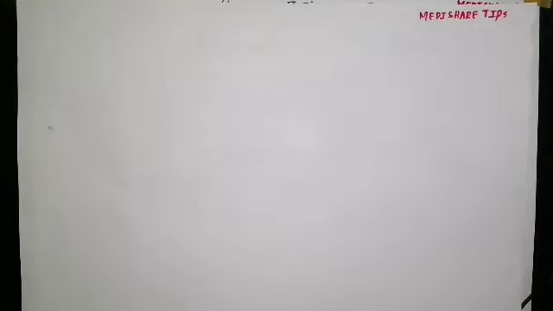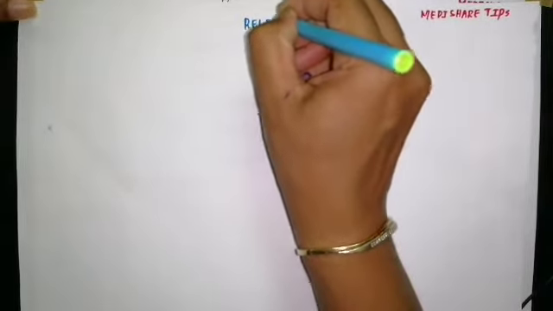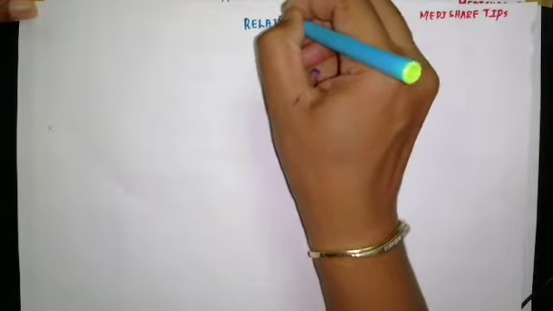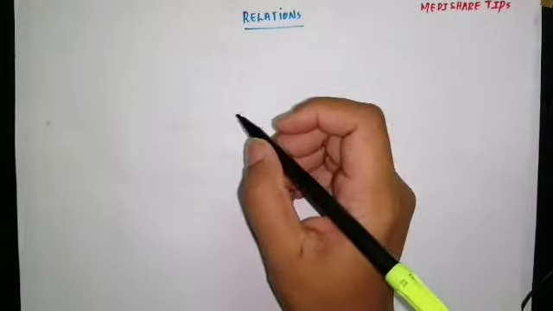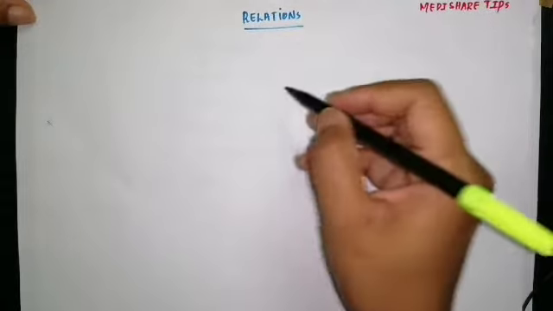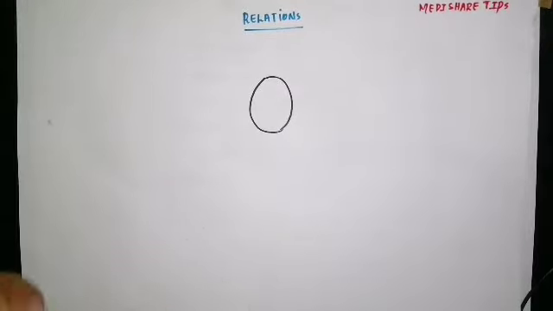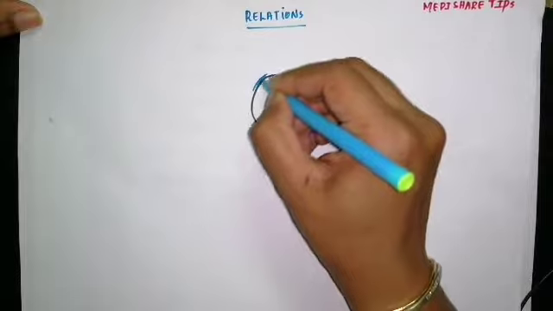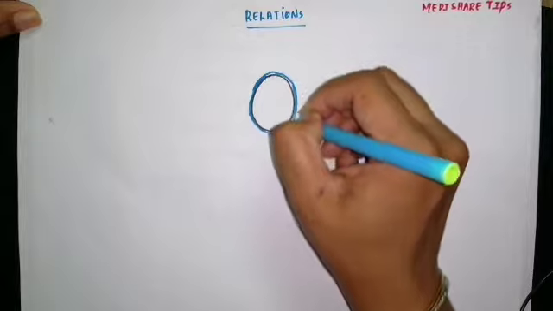First of all, we'll discuss the relations of the shoulder joint. We'll draw the diagram. We have discussed the relations of the shoulder joint in the first part of this video. Here in this part we will discuss the diagram. So this is the glenoid cavity. Surrounding the glenoid cavity, there is a fibrocartilaginous rim which is known as the glenoid labrum.